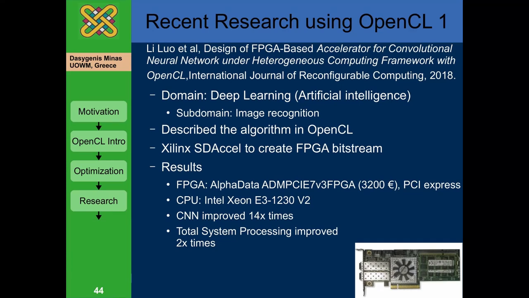These researchers, whose affiliation I have here, in the Journal of Reconfigurable Computing, used Xilinx SDAccel to create the FPGA bitstream. They created the OpenCL algorithm, and then they used this tool, and they found out that they improved the CNN, the neural network, 14 times on an Intel Xeon CPU. Compared to the CPU, the FPGA had 14 times better performance. But of course, on the full picture of the system, it was 2 times accelerated, which is an interesting result. They achieved acceleration on FPGA, but the specific part was improved 14 times.